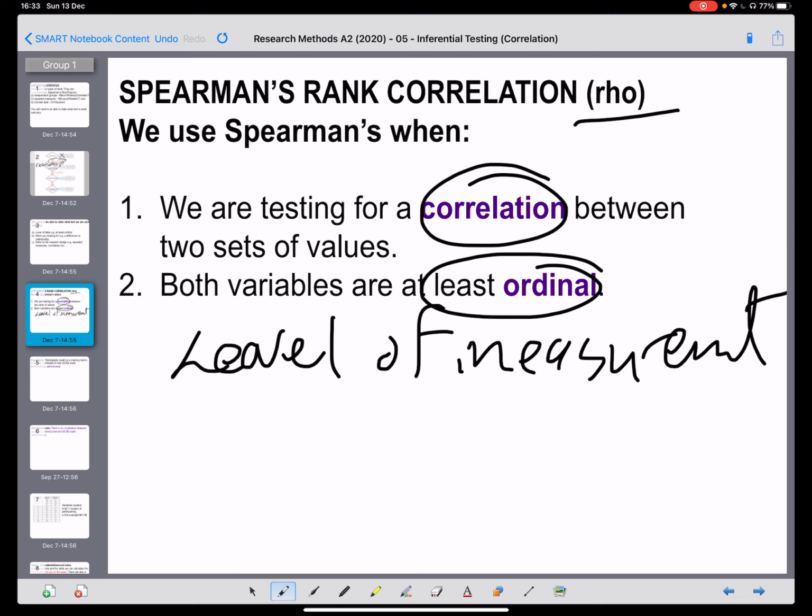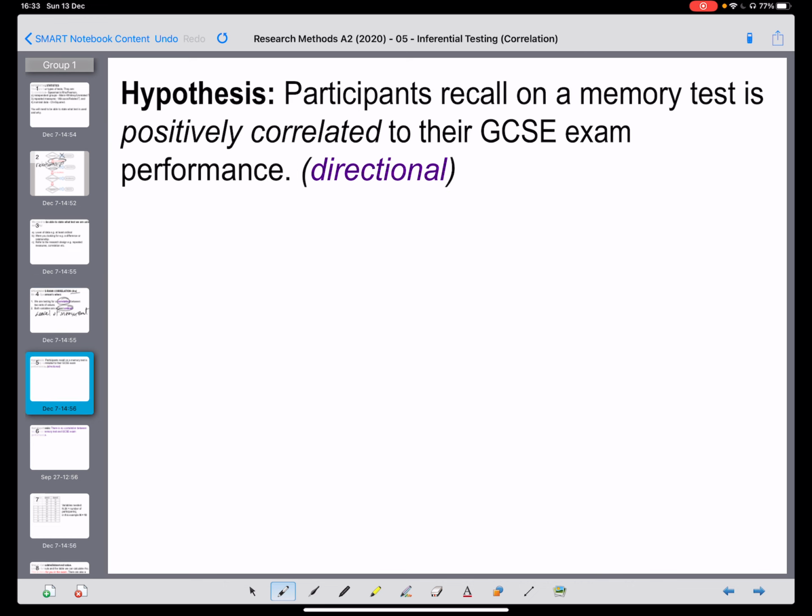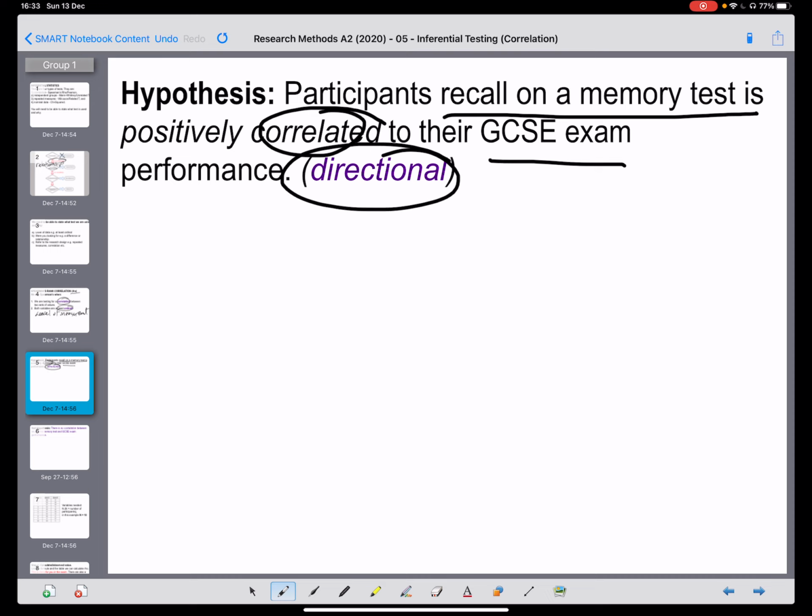So let's look at a hypothesis that could be a correlation. Participants' recall on a memory test is positively correlated to the GCSE exam performance. So we see here, we have a couple of things. We use the word correlation in our hypothesis, and we have two things that we could potentially be looking at in terms of covariables: recall on a memory test and the GCSE exam performance. And we also know that it says positively correlated, so therefore this hypothesis is directional.